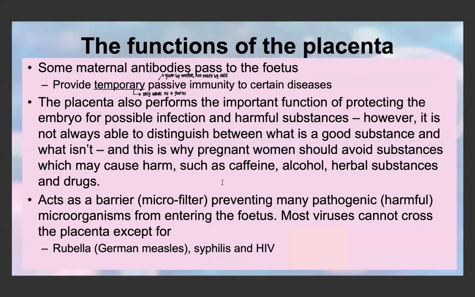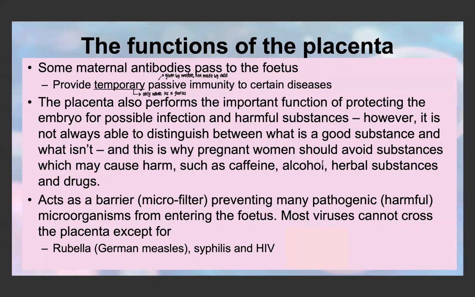More functions of the placenta are to provide some maternal antibodies to the fetus, which provides temporary passive immunity to certain diseases. It's temporary because it only lasts while it's a fetus. And it's passive immunity because it's given by the mother. It's not made by the fetus itself.